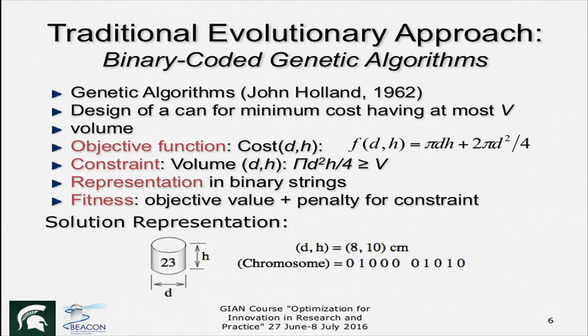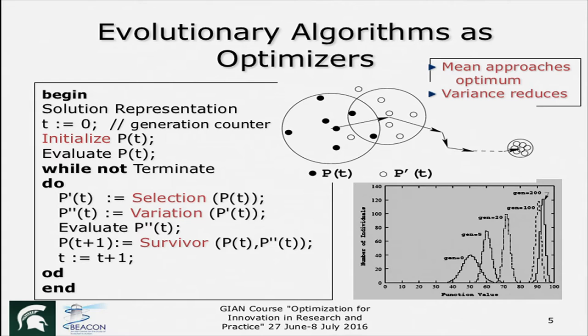Okay, so now what happens is, let me be very specific. This is a very generic algorithm I have provided you. I haven't told you how to do selection. I haven't told you how to do variation. I haven't told you how to do survivor, right? Survivor, I told you that you take the parent and offspring populations and choose the top half.